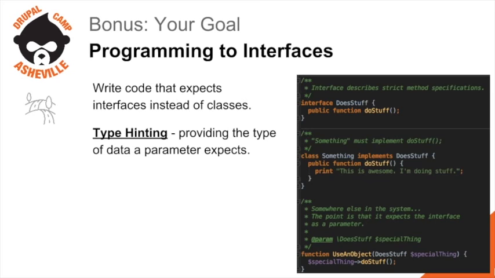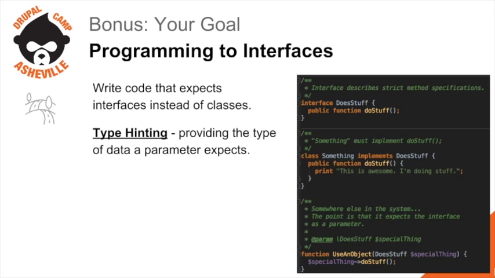All right. So the goal, and this is really pie in the sky stuff. I don't do it all the time, and I wouldn't expect anybody to do it all the time. But this is what you wish you could do. It's programming to an interface. So here we have an interface called DoesStuff, and we have a class that implements it. DoesStuff has a function called doStuff. Man, I could be better with these examples.